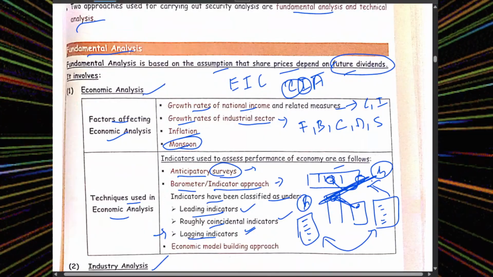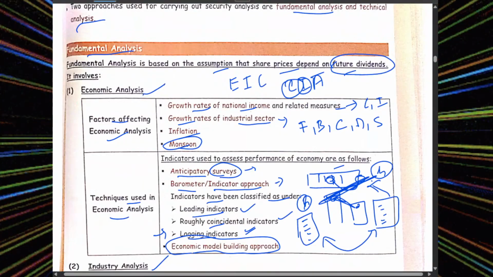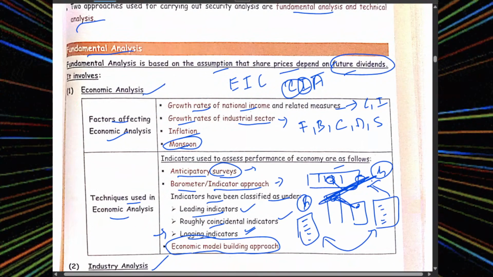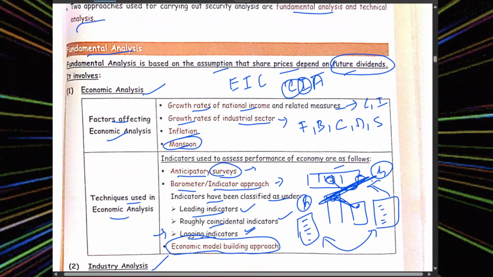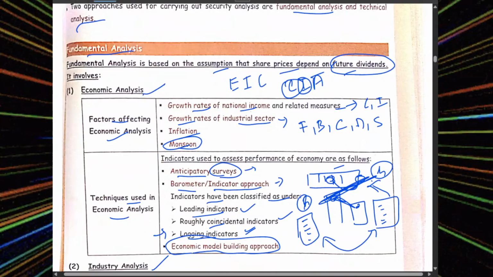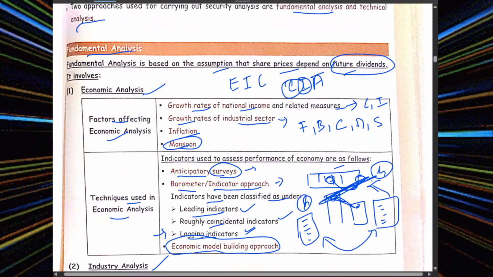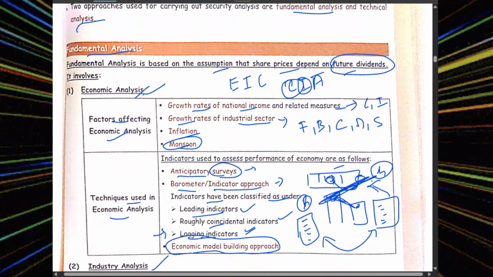That is lagging indicator. Economic model building approach. This is a formula model through which we will develop a model based on the economics, considering inflation, society, culture, politics, everything that gets into it, and through that we get the economic model building approach. Through that we get this economic analysis.